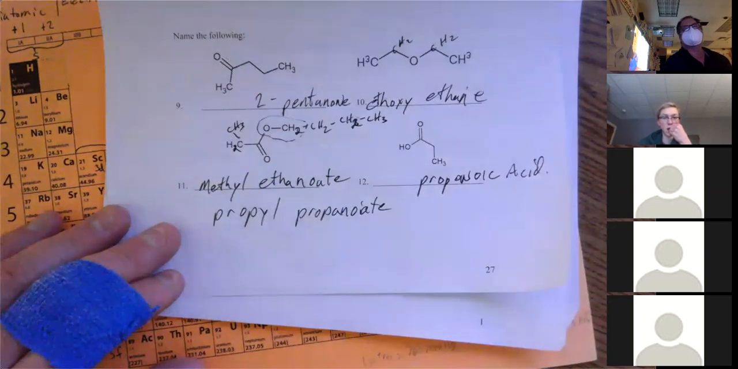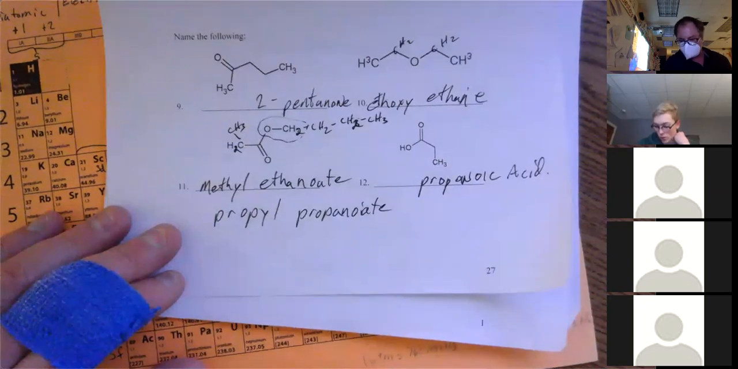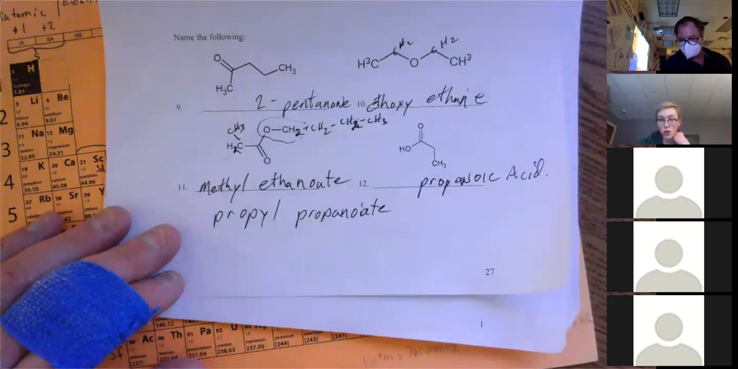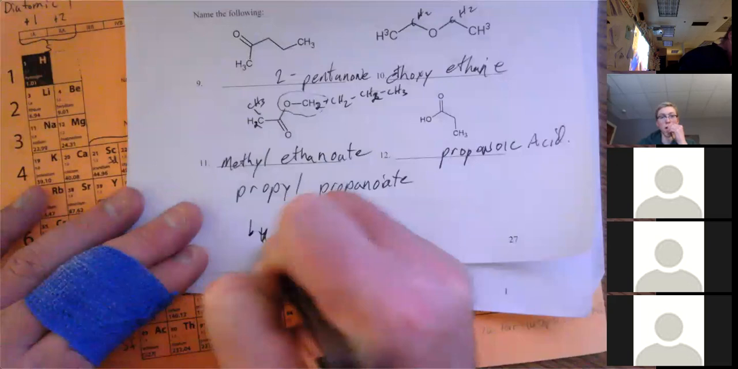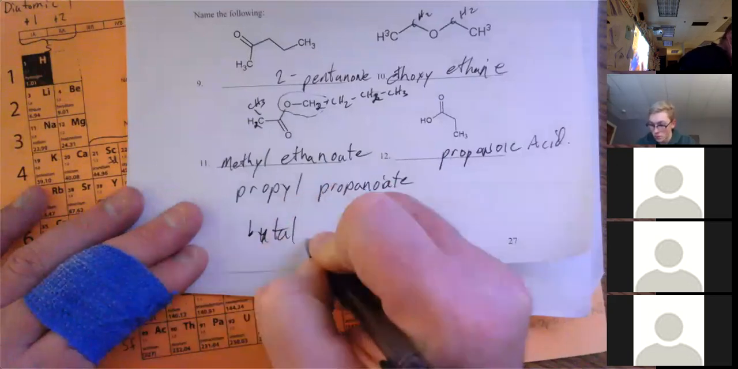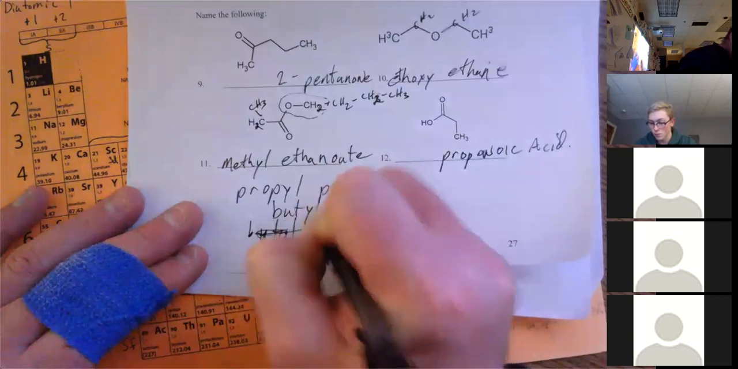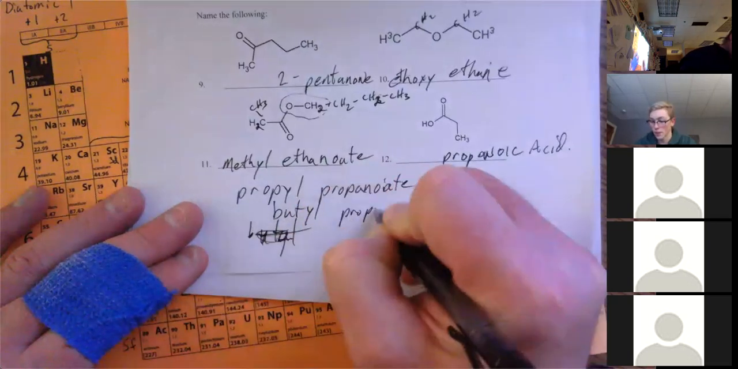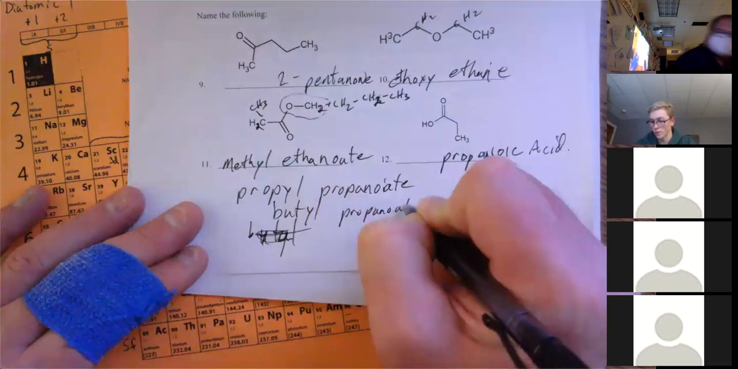So what are we gonna call this? Propyl butanoate, right? Wouldn't it be butyl propanoate? Oh, I'm sorry, butyl propanoate. Yep. Good call. Butyl propanoate. Boom.